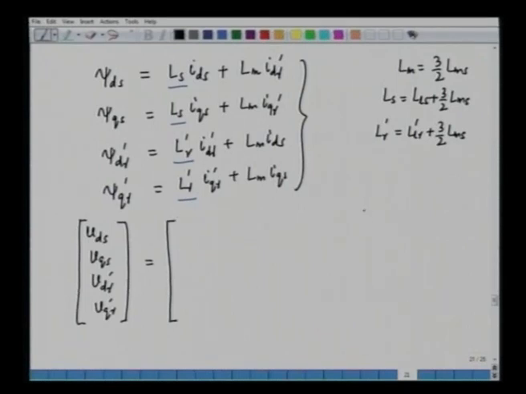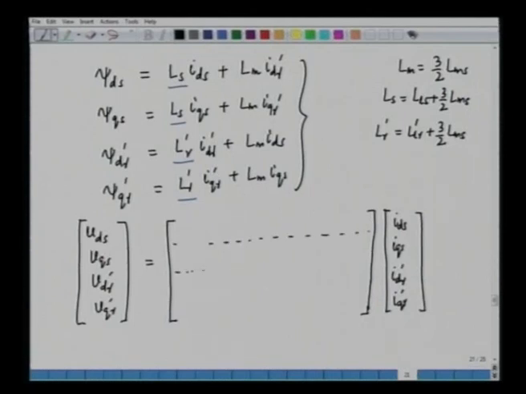So, we can just write down the currents and fill up this impedance matrix: IDS, IQS, IDR and IQR. So, we have a 4 by 4 matrix and we can write down this just by inspection. We do not have to remember.